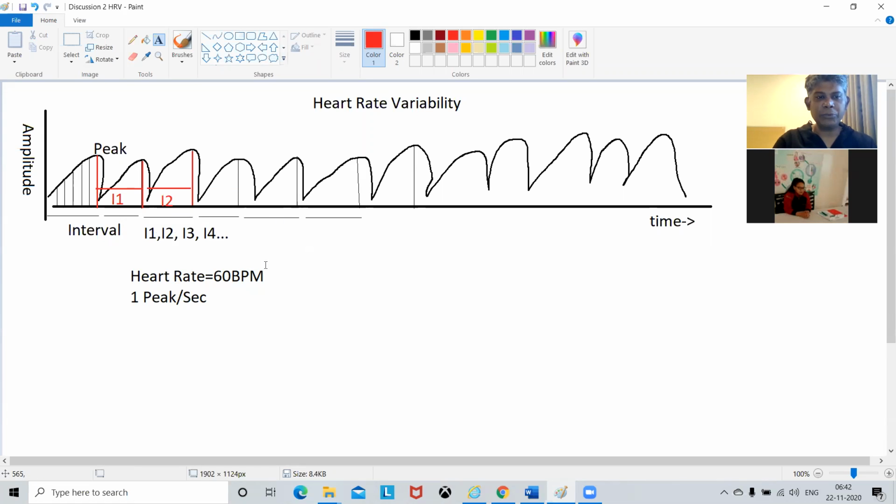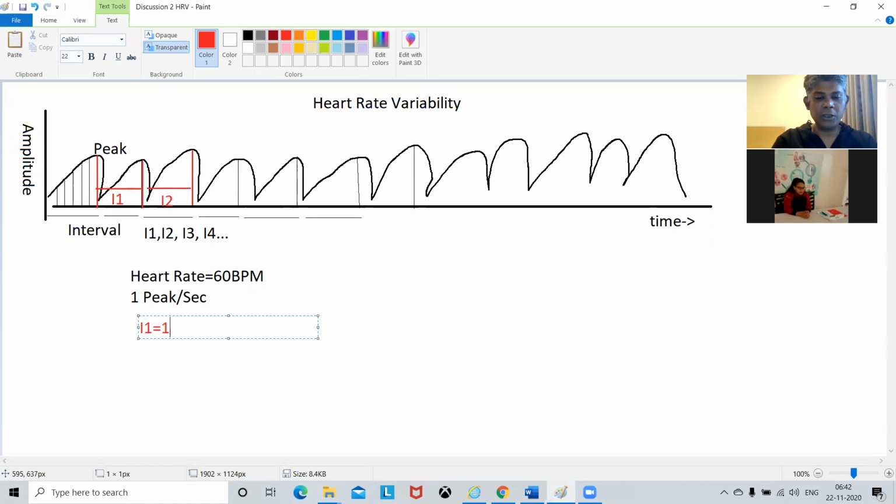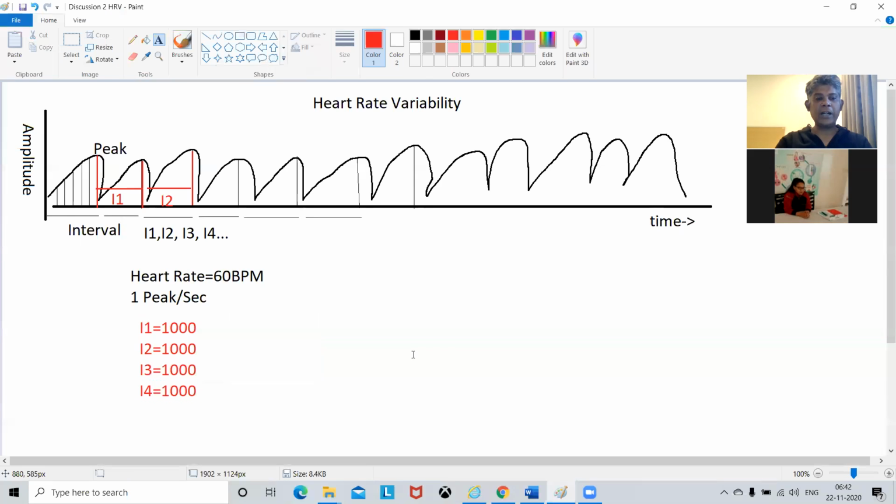So technically speaking, if I1 is equal to 1000, I2 is equal to 1000, I3 is equal to 1000, I4 is equal to 1000, then we say there is no variation in the heart rate. Heart rate is consistent. So we call this low heart rate variability.